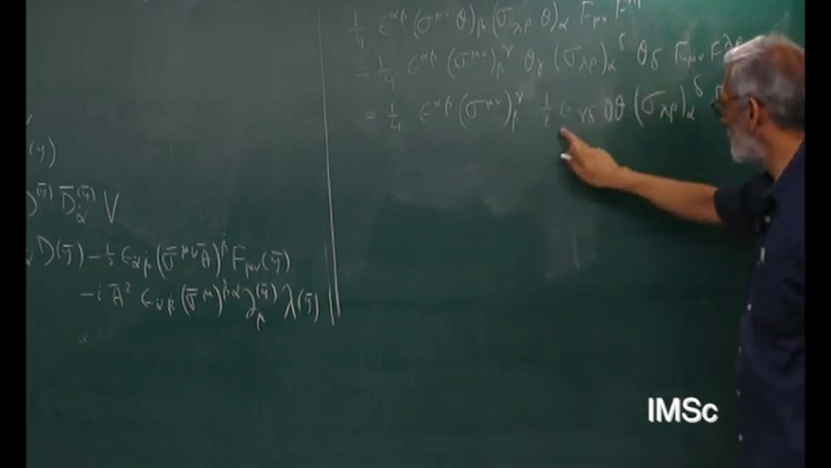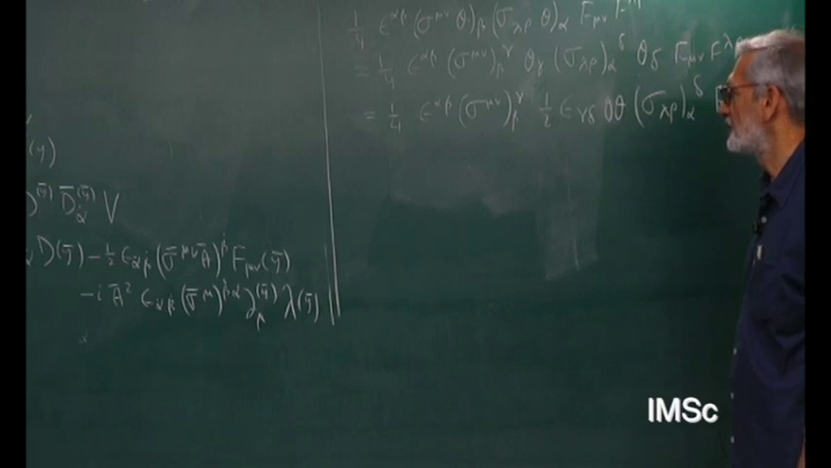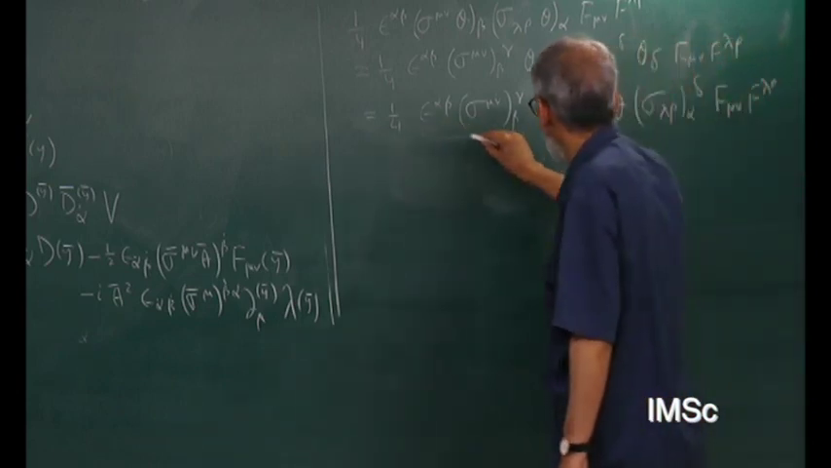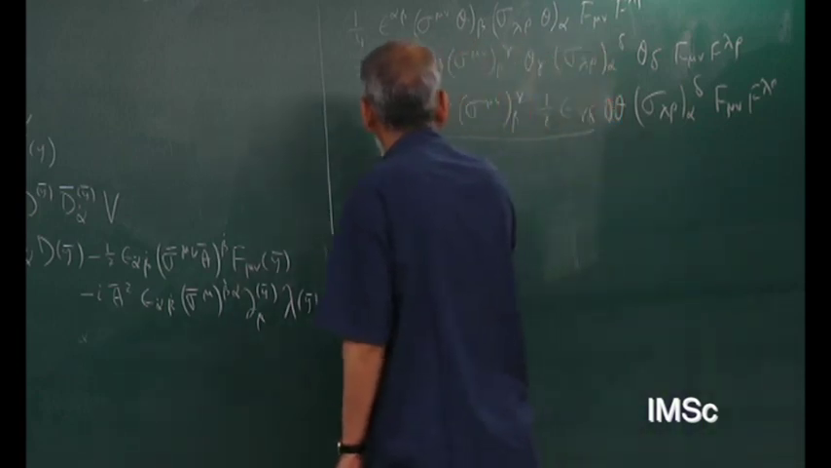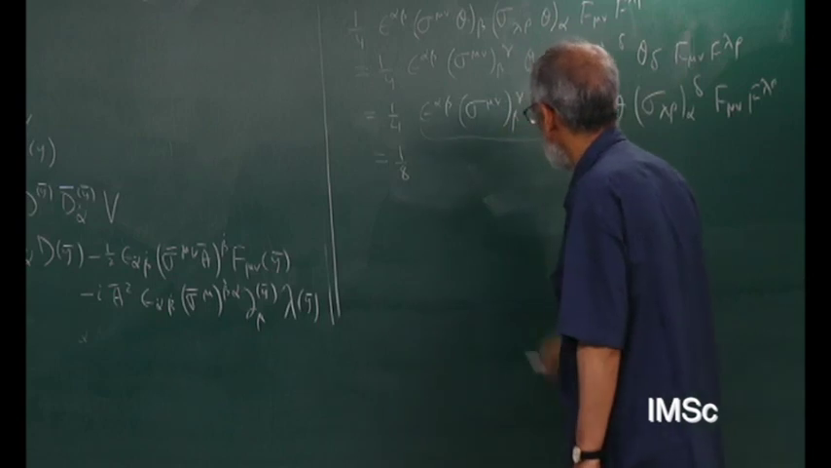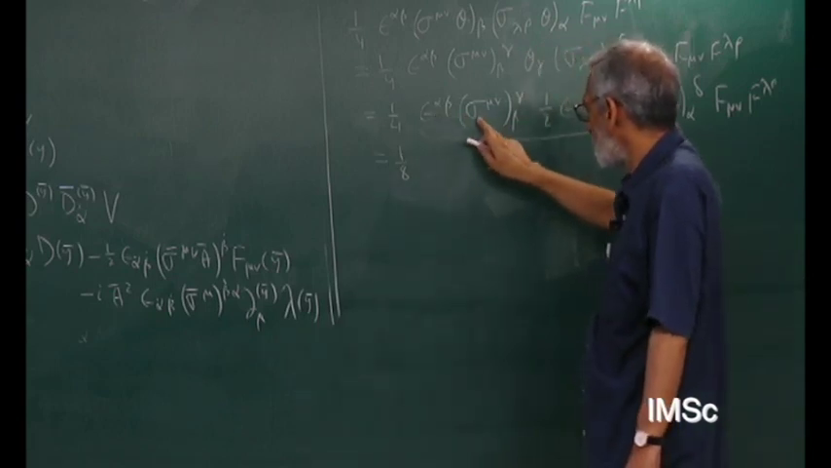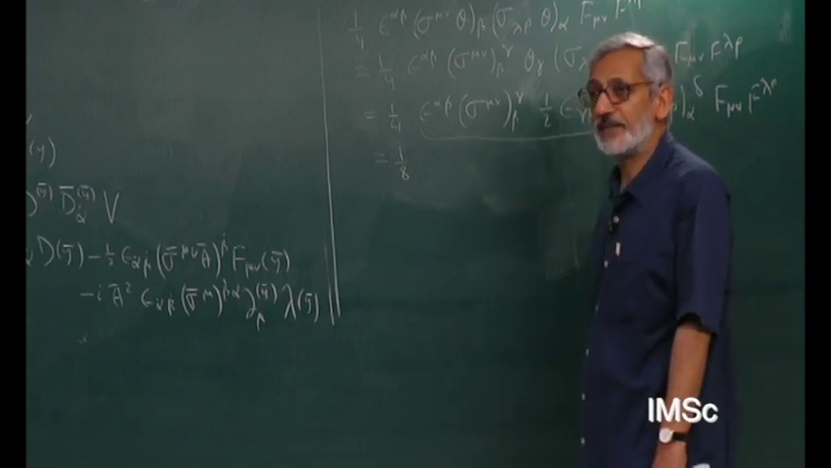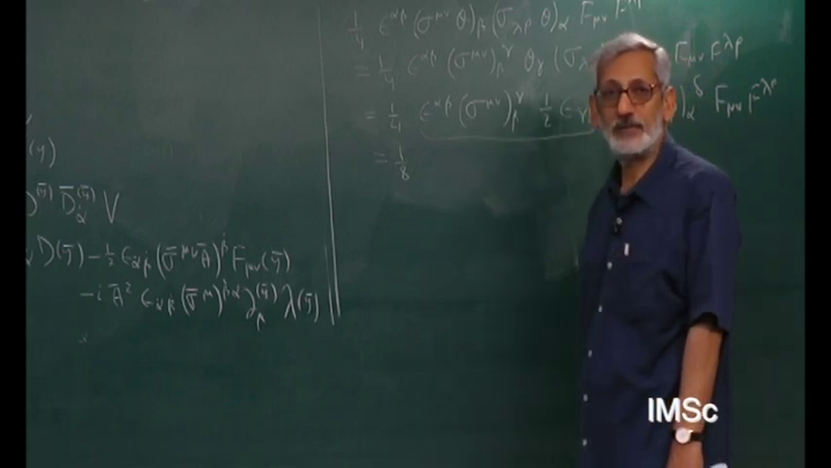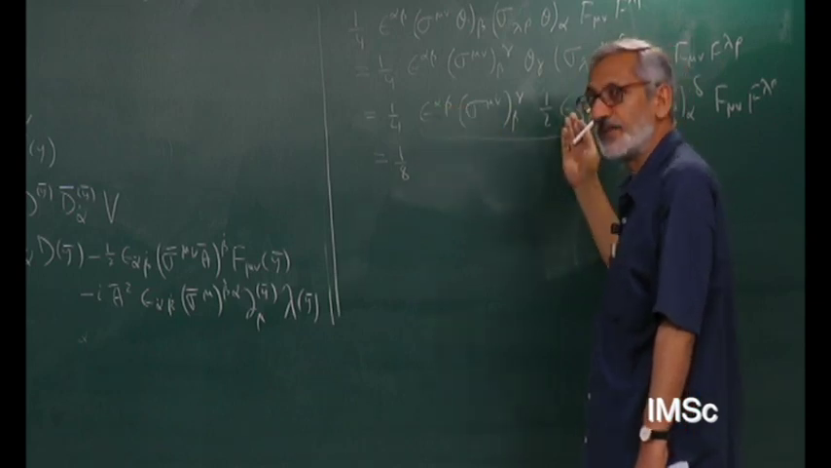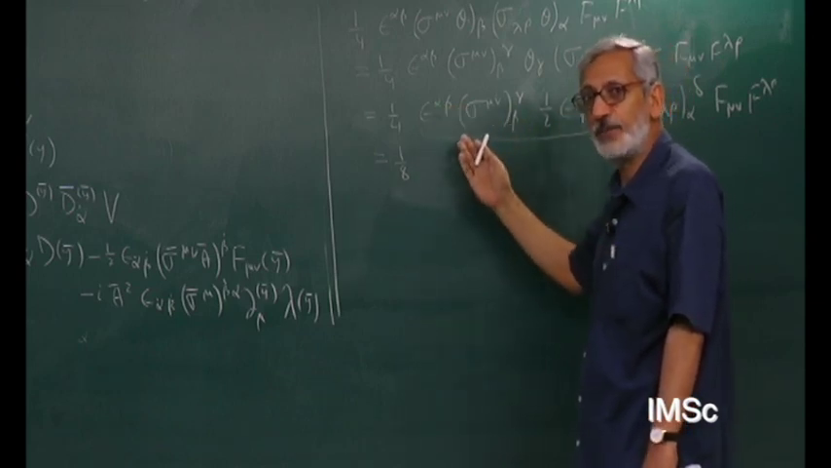These two thetas can be written like this. Now look at these objects. So this is 1 by 8. So forget about this half. Epsilon alpha beta sigma mu beta gamma gamma delta. And there's an identity we once wrote down: when I take sigma mu nu and apply 1 epsilon on this side and 1 epsilon at that time, that gives me back sigma mu nu.